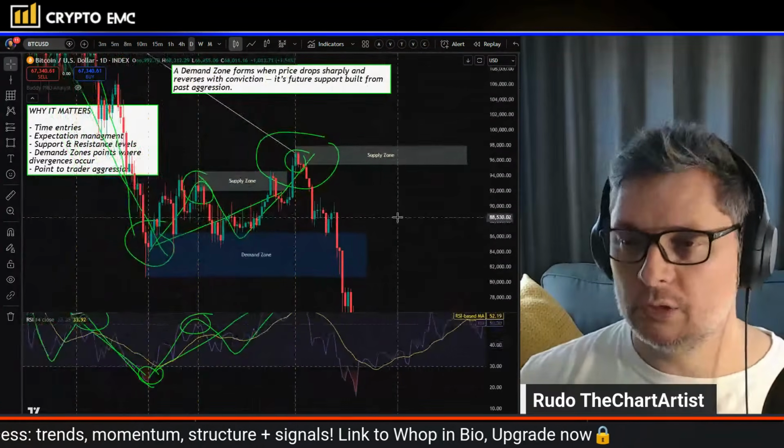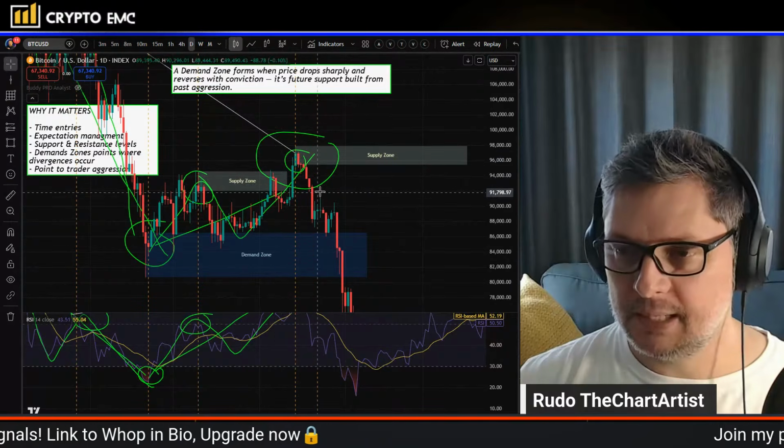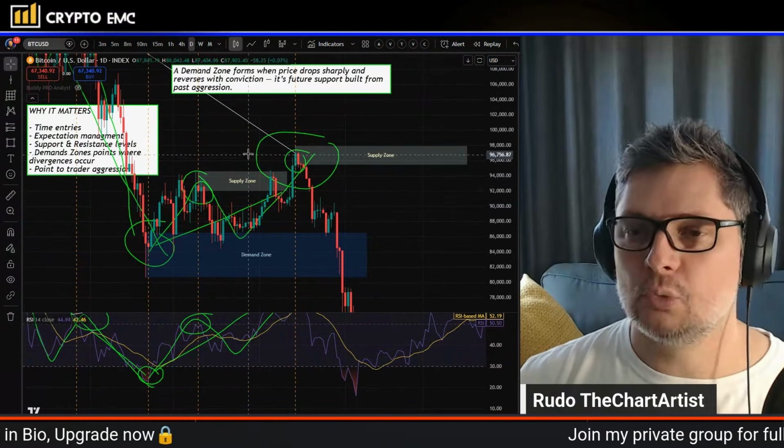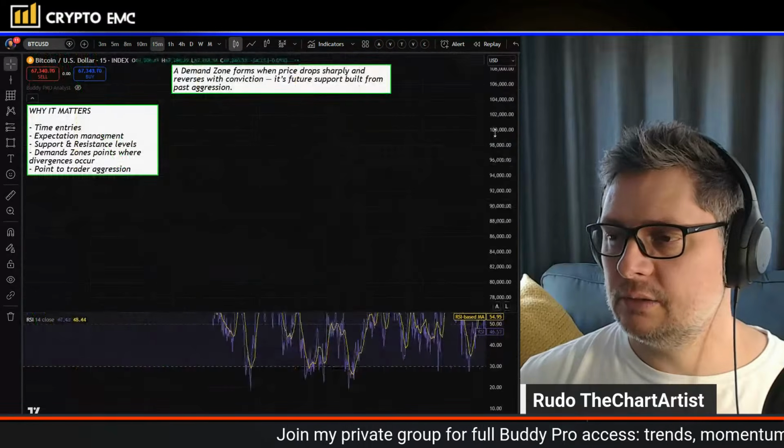And all we want to do is once you have these supply and demand zones identified, wait for the market on a lower time frame and trade within that range. So let's do this.